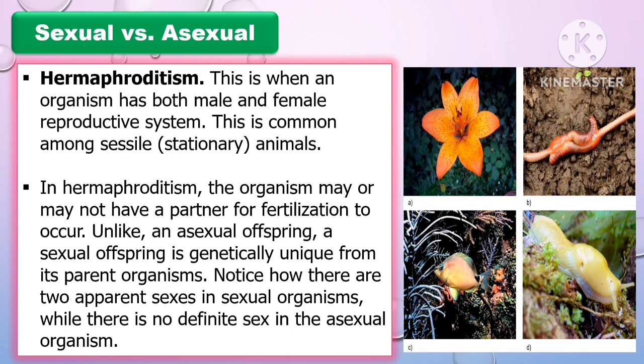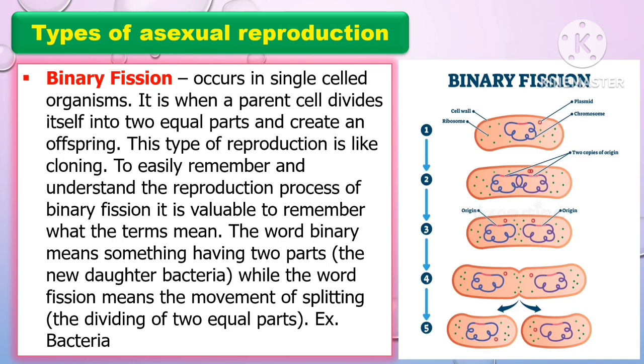Unlike asexual offspring, sexual offspring is genetically unique from its parent organisms. Notice how there are two parent sexes in sexual organisms, while there is no definite sex in asexual organisms.